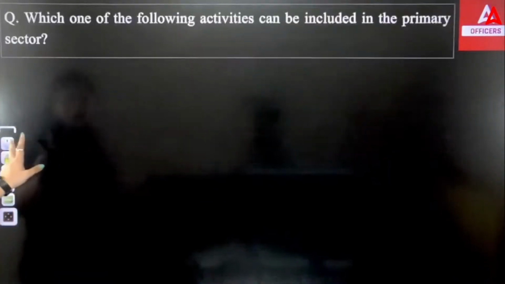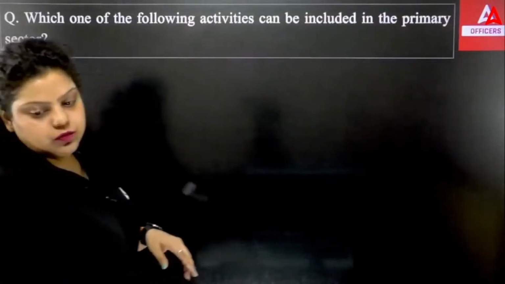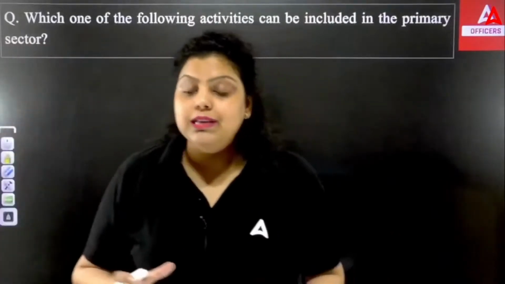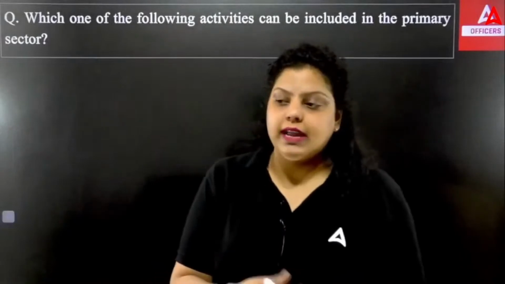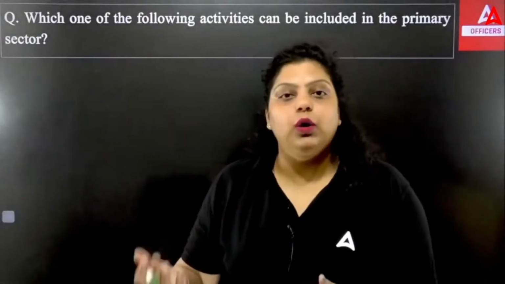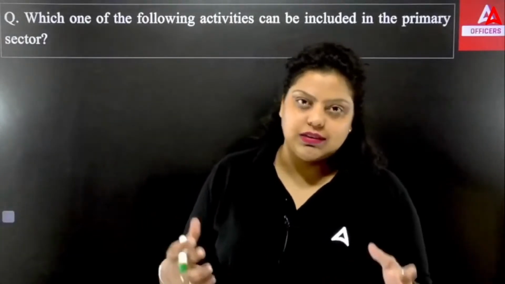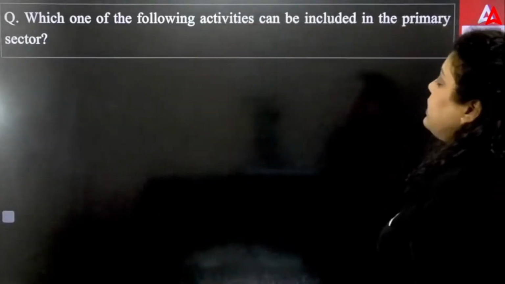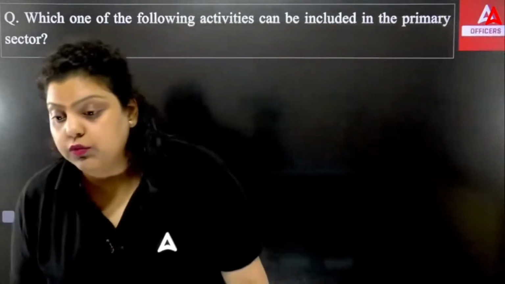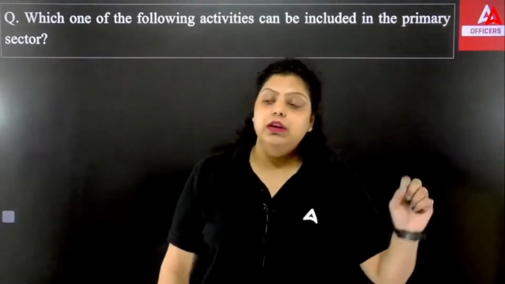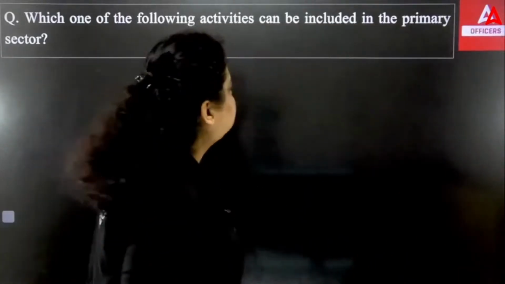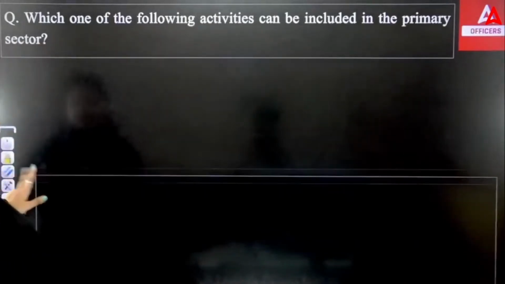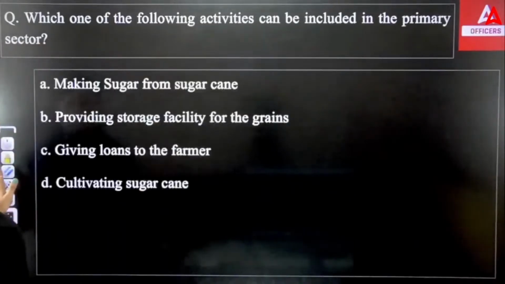Okay, so these kinds of questions can be asked of you, like which of the following sectors is a part of your agriculture sector, or which of the following is a tertiary sector, which of the following is a secondary sector. These kinds of questions can be asked. Now, which one of the following activities can be included in the primary sector? So primary sector is the agriculture sector, as we all know, and the options we have here.